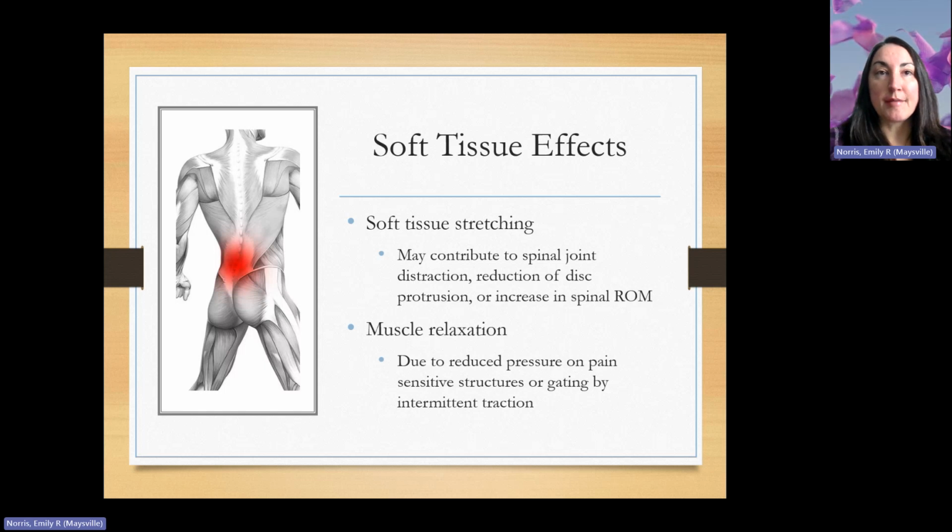So remember, there's that pain, spasm, pain cycle where pain produces muscle spasms, which produces more pain and creates a continuous cycle. So if you come in and kind of stop that cycle by stretching the area and temporarily relieving some of the pain, then you could allow the patient to have some lasting effects from that.